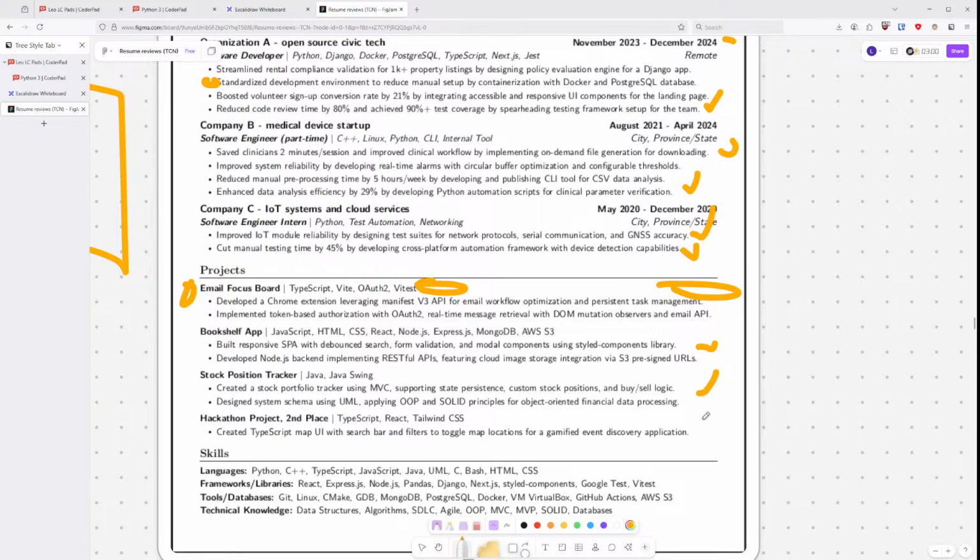Okay, these products don't really do anything. Just make one product that's a lot better. I would say that's going to help you a lot more than having 3 mediocre projects. I'll give you an example.